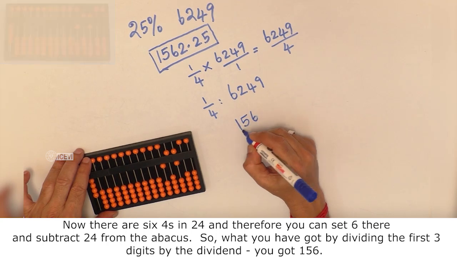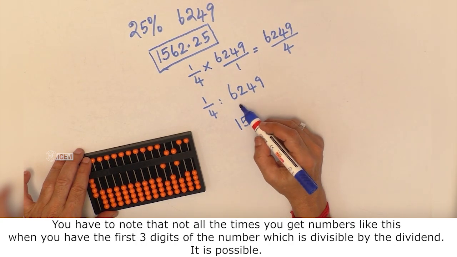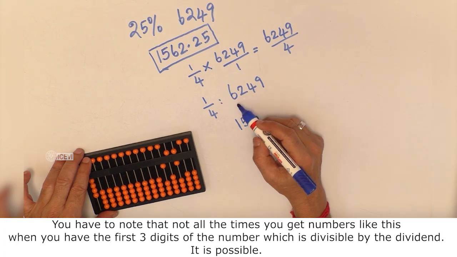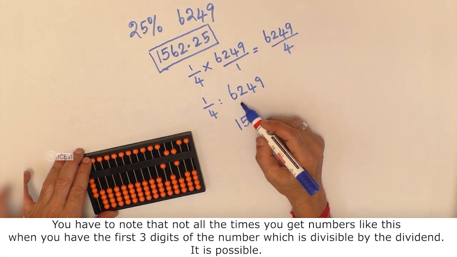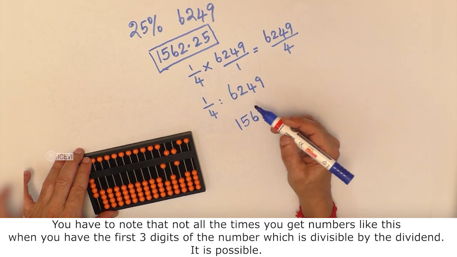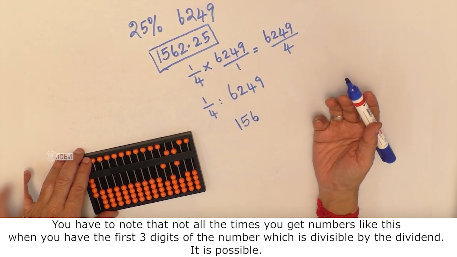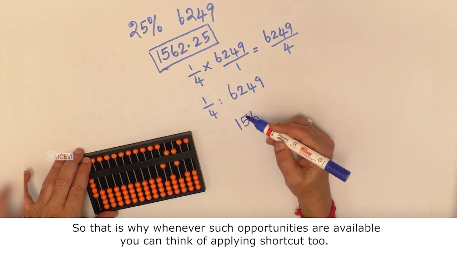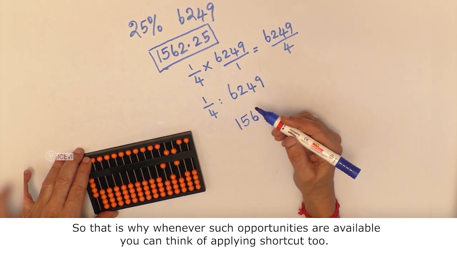So what you have got, by dividing the first 3 digits by the divisor, you got 156. You have to note that not all the times you get numbers like this when you have the first 3 digits of the number which is divisible by the divisor. It is possible. So that is why whenever such opportunities are available, you can think of applying shortcuts too.